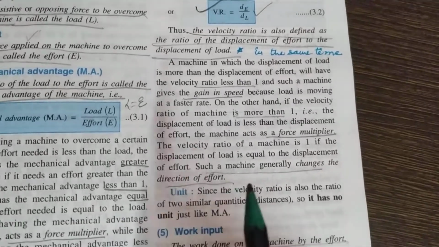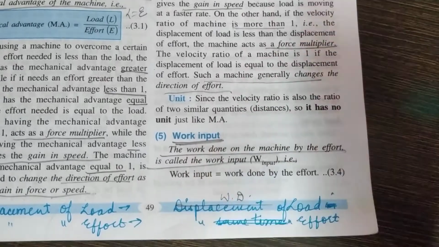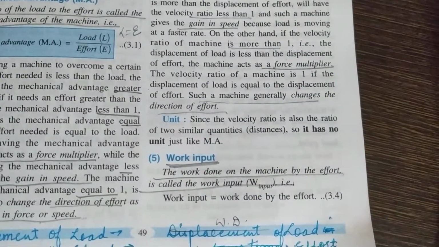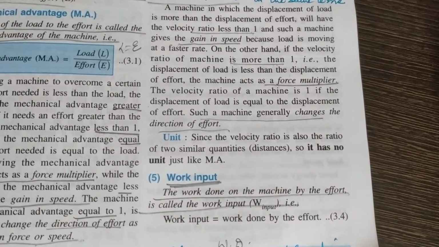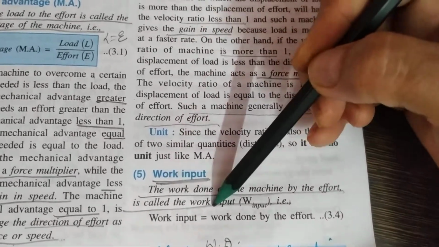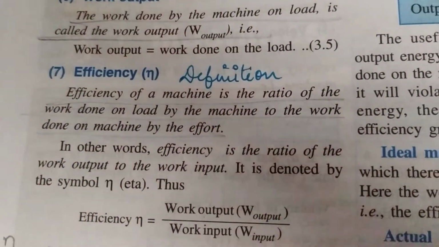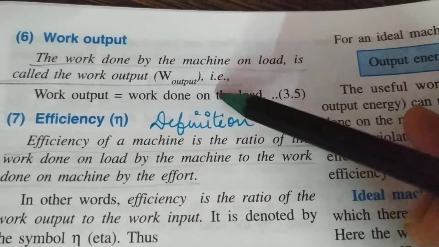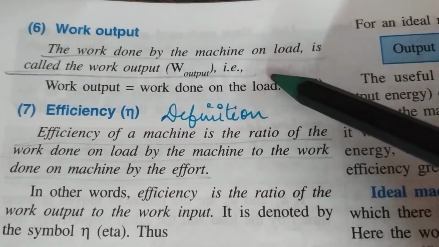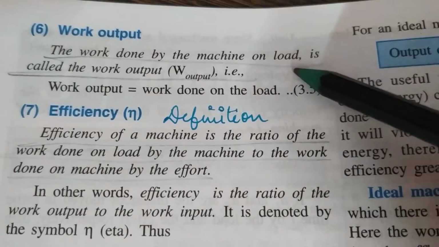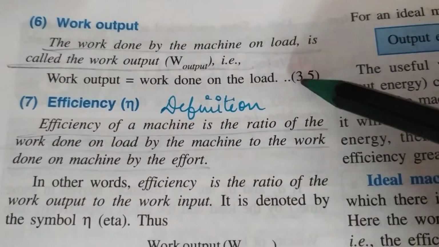Next term, students, is work input. Work input means how much force you are applying on the machine and how much displacement that force is producing in the machine parts. That is work input, the work done by the effort. Next term is work output. So work output, as the name suggests, is the work done by the machine on the load. It means it will be load multiplied by the displacement made by the load.